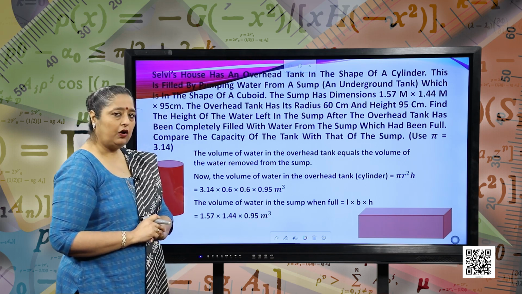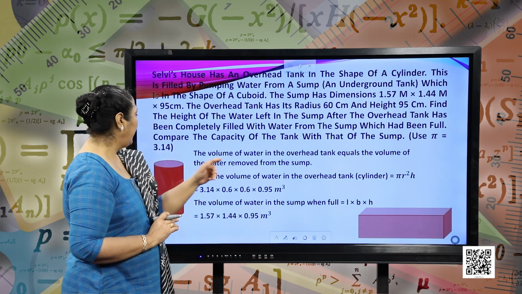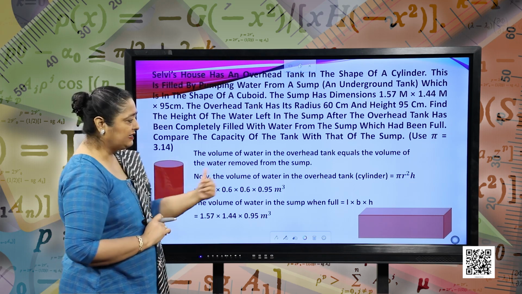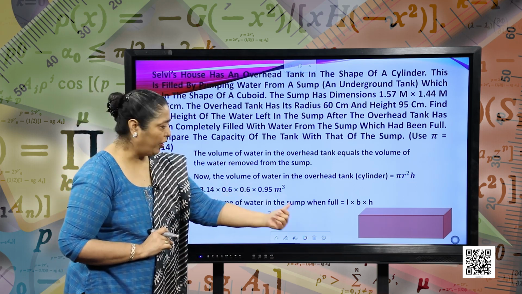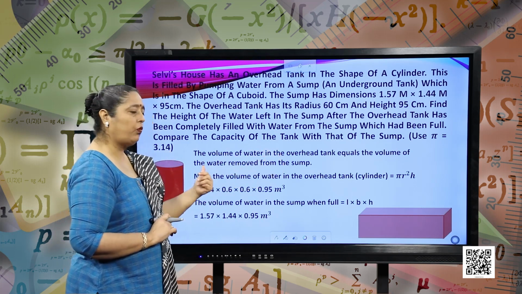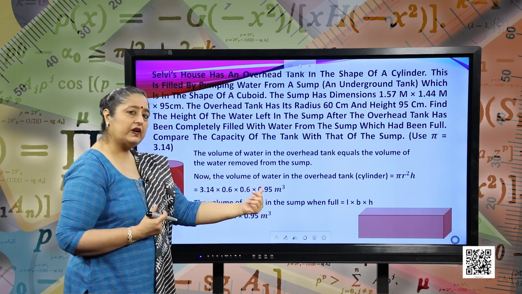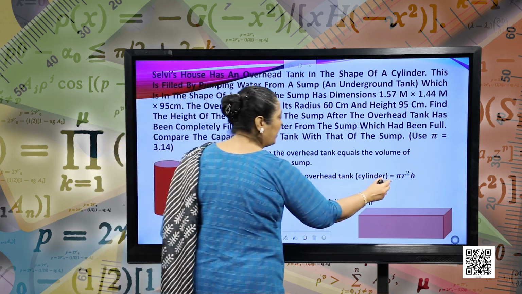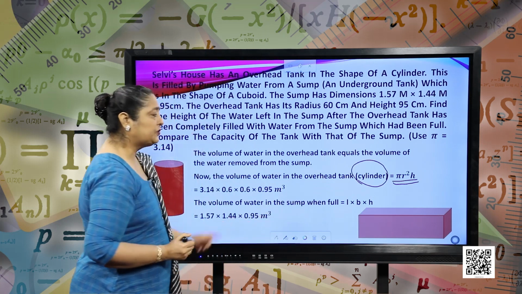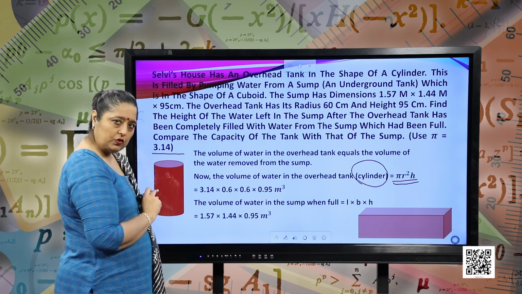Compare the capacity of the tank and that of the sump. Here we will use pi as 3.14. Now, this is the cylinder and that is the sump in the shape of a cuboid. The volume of water in the overhead tank equals the volume of water removed from the sump. The volume of the water in the overhead tank is pi r square h. Why pi r square h? Because it is a cylinder. Substituting the value of pi in the question, it is given pi is 3.14.